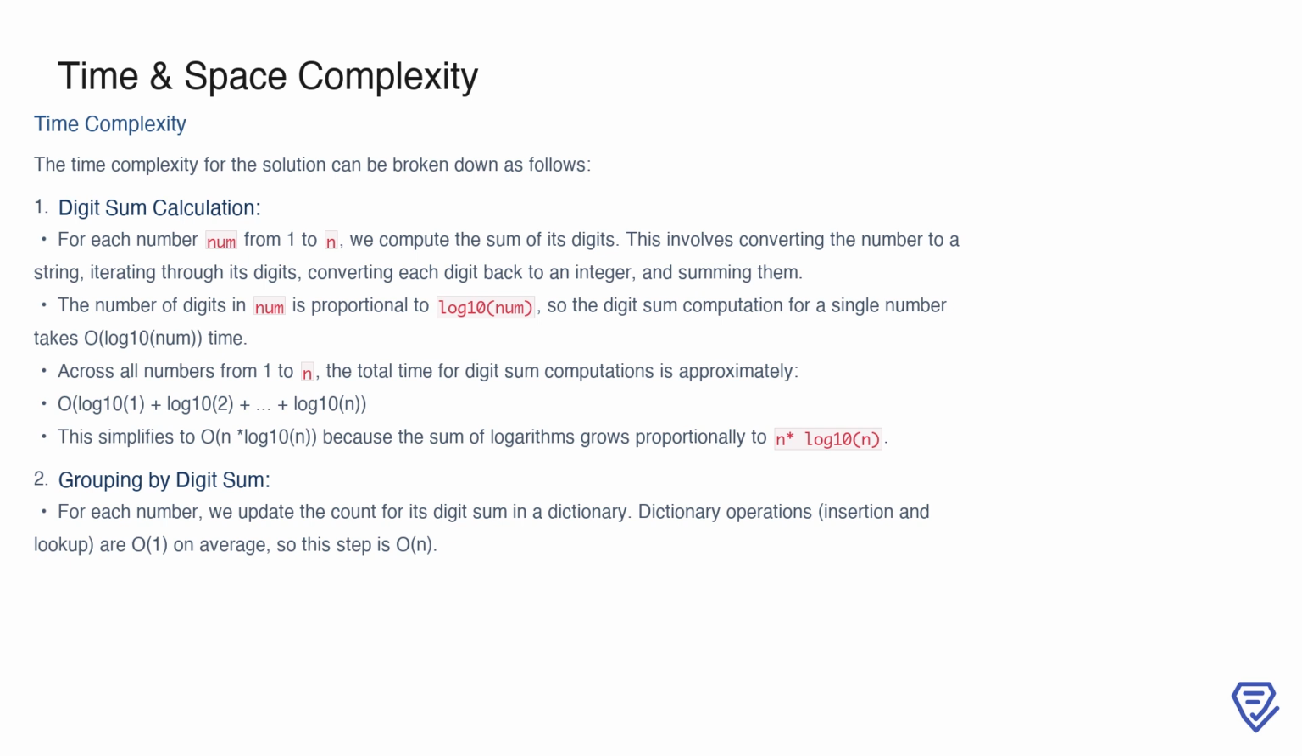When we consider all numbers from 1 to n, the total time for digit sum calculations becomes the sum of log10(1) plus log10(2) plus ... log10(n). This simplifies to O(n * log10 n) because the sum of logarithms grows proportionally to n times log10 n. Next, we group numbers by their digit sums. For each number, we update the count of its digit sum in a dictionary. Since dictionary operations like insertion and lookup take constant time on average, this step runs in O(n).